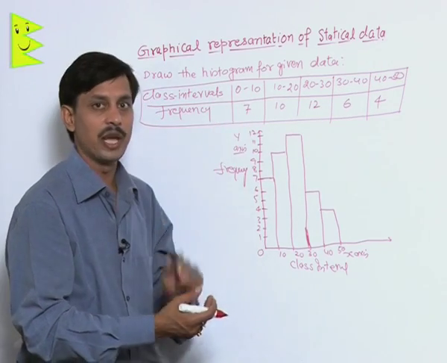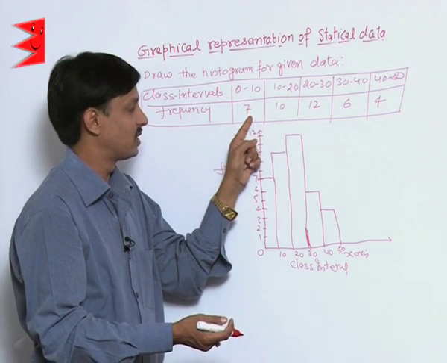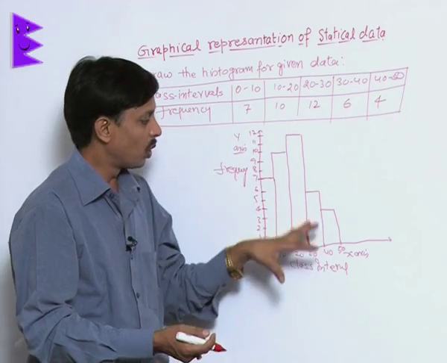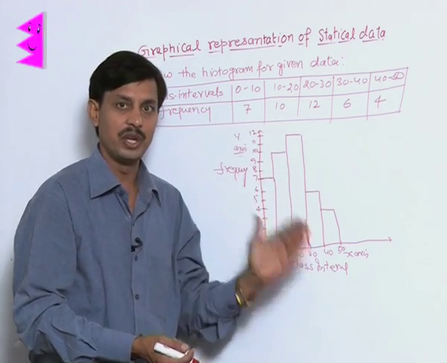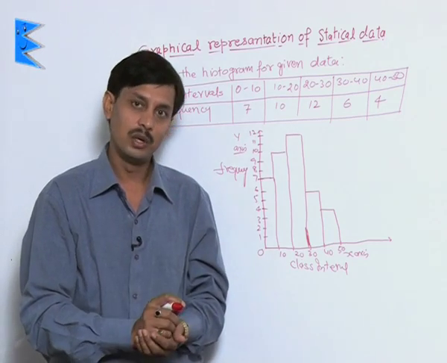We can also draw the histogram for two or more sets of data. Suppose there are two sections. In the first section, the number of students between 0 and 10 is 7. In the second section, it is 8. So on the same graph sheet, two or more sets of bars can also be drawn.